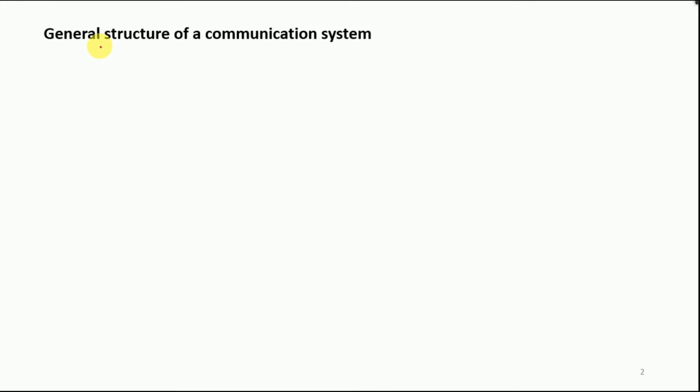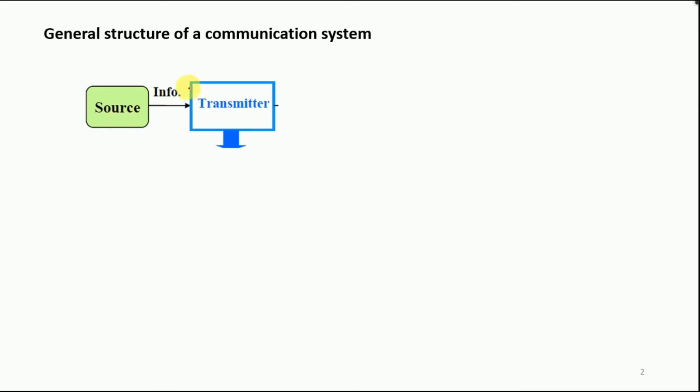So let us look into a general structure of a communication system. We are going to start with the source. This source could be voice data, which is analog, or it could be digital data, such as if you're writing on the keyboard or sending an SMS. This information is then sent to a transmitter.